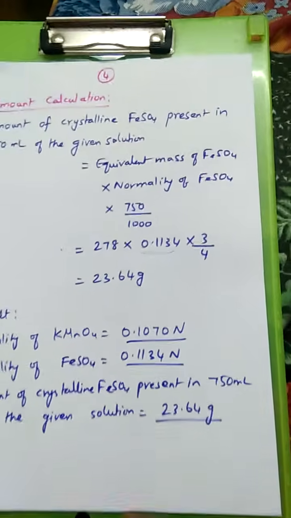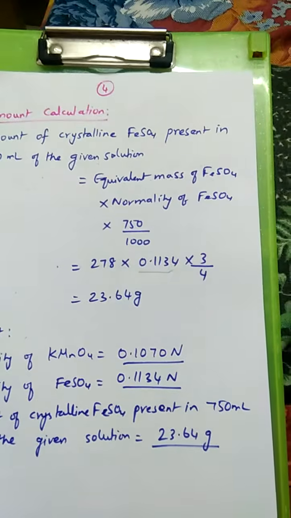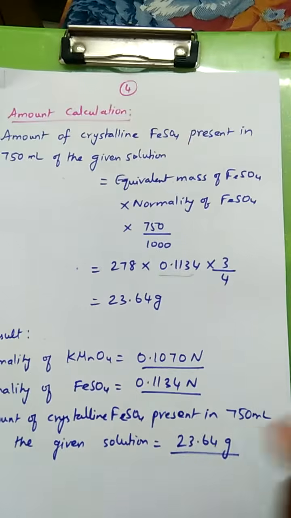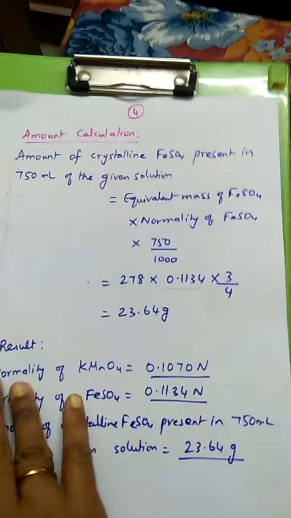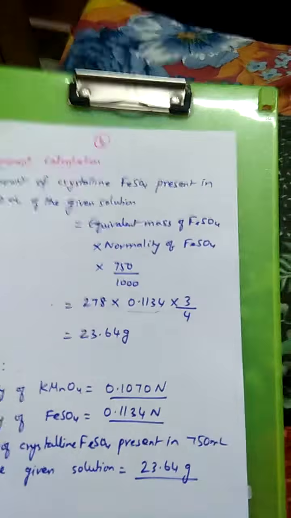So this is how you have to present your paper for your examination. First page, question; second page, titration 1 tabulation; third page, titration 2 tabulation; fourth page, amount calculation and result. On a separate paper you will write the short procedure.